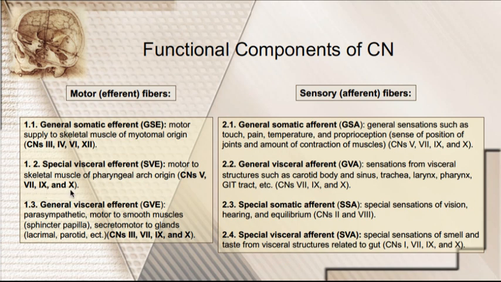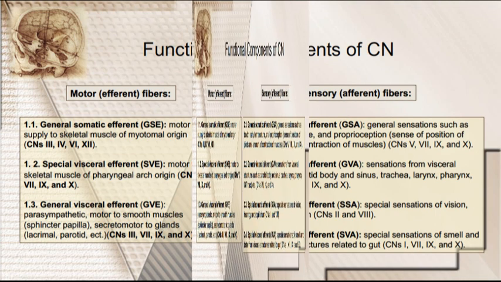The motor fibers involved in innervation of involuntary, smooth muscles and glands include general visceral efferent axons and constitute the cranial outflow of the parasympathetic division of the autonomic nervous system. The cranial nerves number 3, 7, 9, and 10 carry these fibers toward the corresponding parasympathetic ganglia to synapse on. The postganglionic axons supply the glands and smooth muscles.